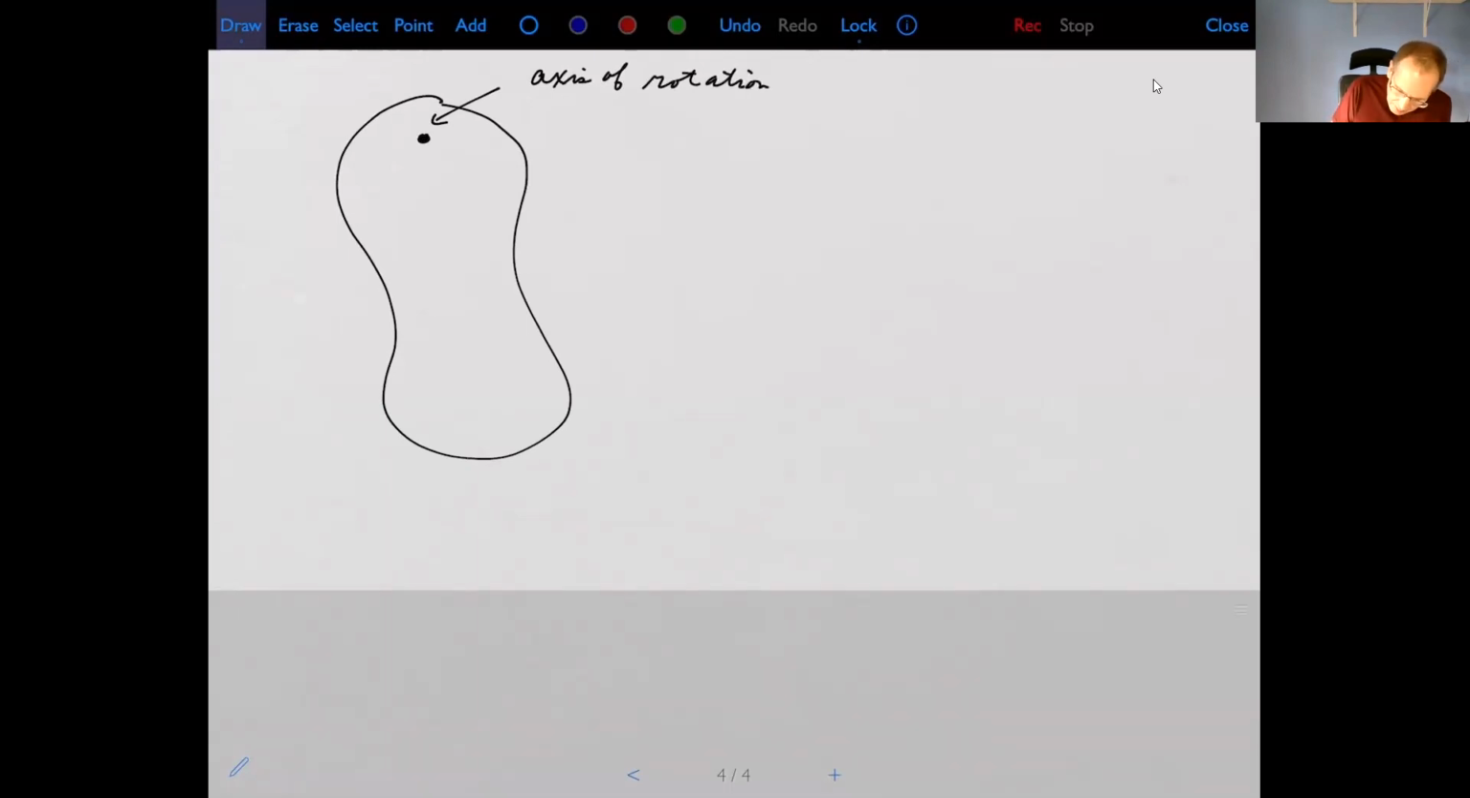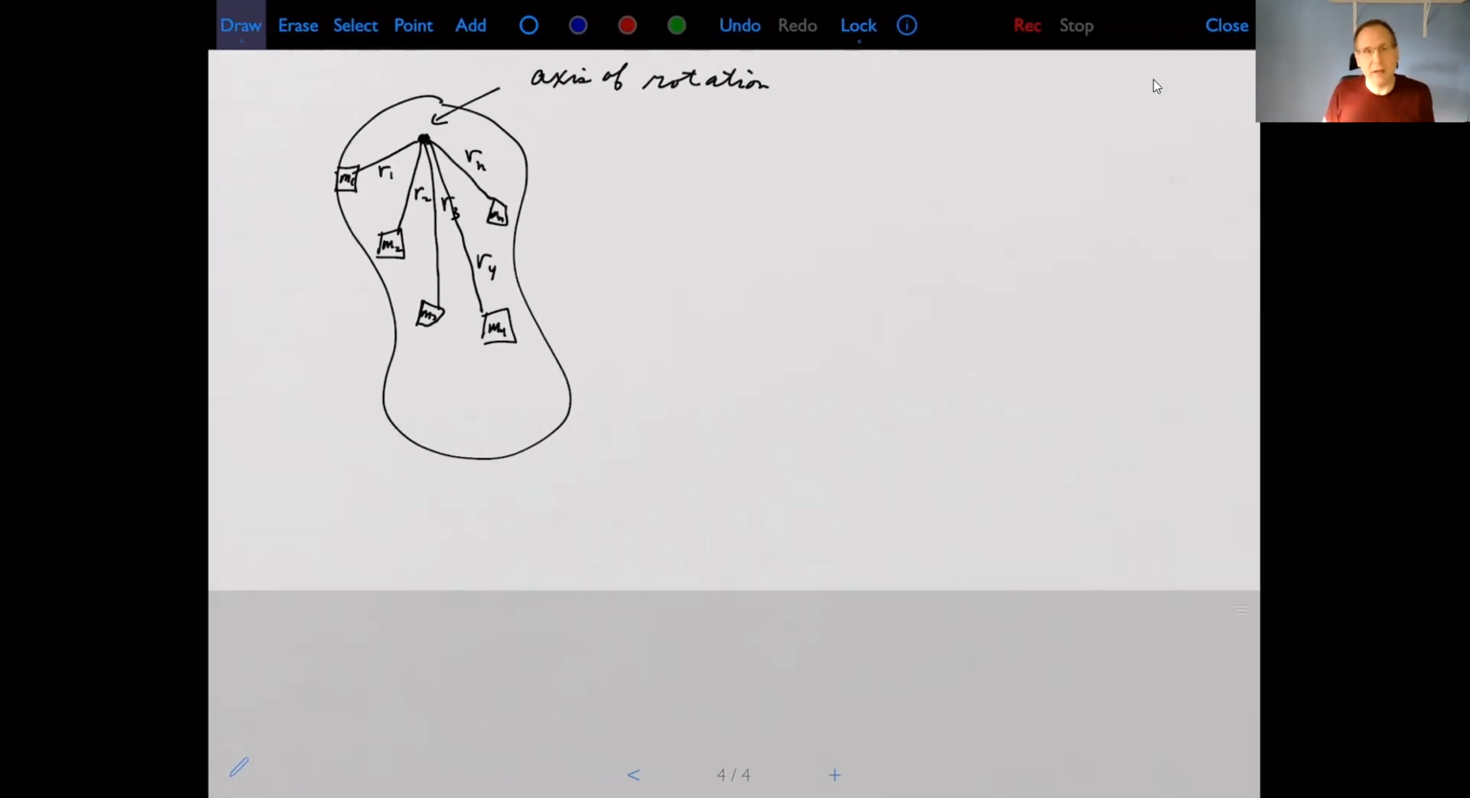Then I can break this object up into little bits of mass. Like this is say M1, then let's say M2, M3, and so on, M4, all the way up to Mn. And each little bit of mass is a certain distance away from the rotation point, from the axis of rotation. I'll call this R1. This is R2. This is R3. This one would be R4, Rn. Okay, and again, you have to imagine that the whole thing is broken up into little bits of mass.